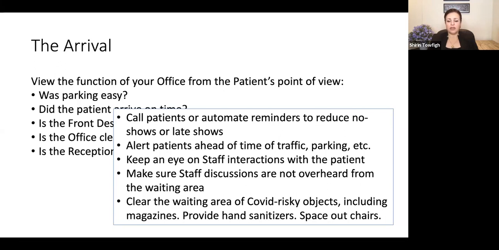And therefore your patient flow and office flow will be better. Keep an eye on your staff's interaction with the patients. Have an ear to hear how they are talking to the patients and how they are answering the phone, and make sure that you monitor that.